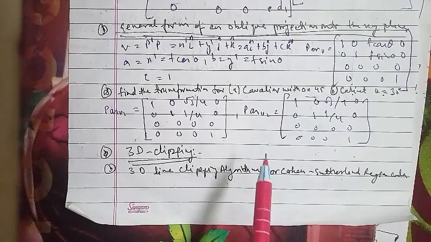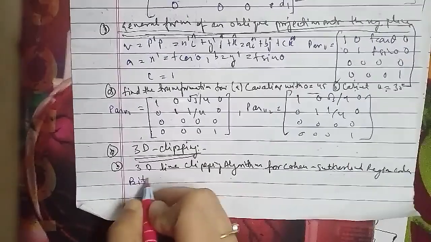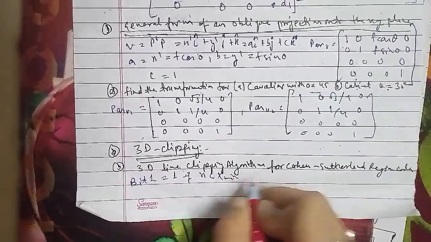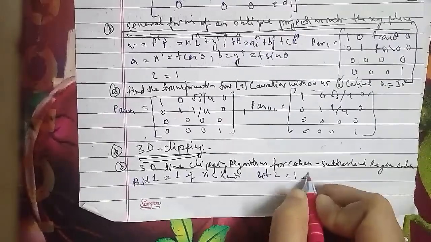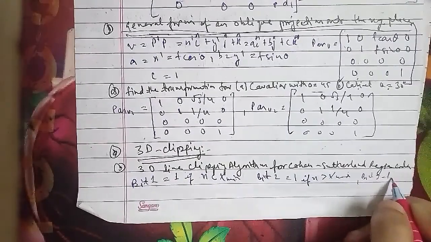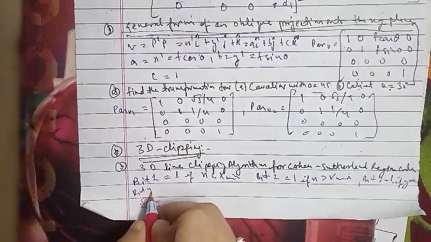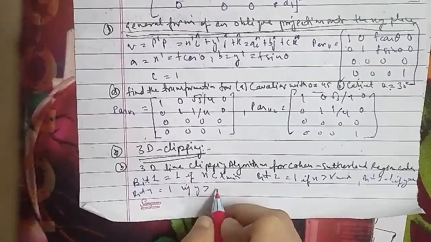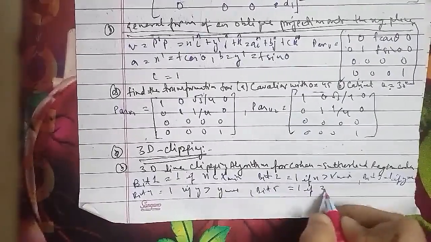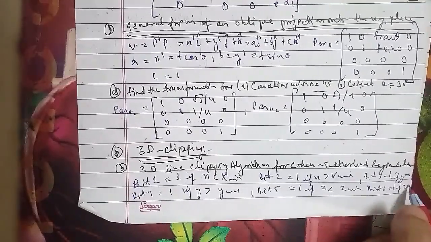We assign bit codes to any point x, y, z, and for that we have bit 1 equals 1 if x is less than x min, bit 2 equals 1 if x is greater than x max, bit 3 equals 1 if y is less than y min, bit 4 equals 1 if y is greater than y max, bit 5 equals 1 if z is less than z min, and bit 6 equals 1 if z is greater than z max.